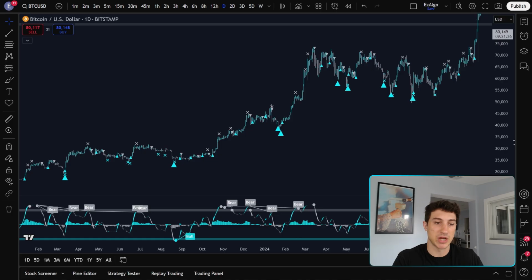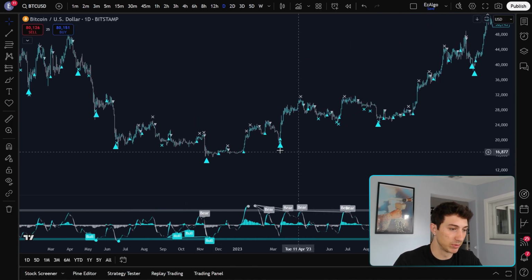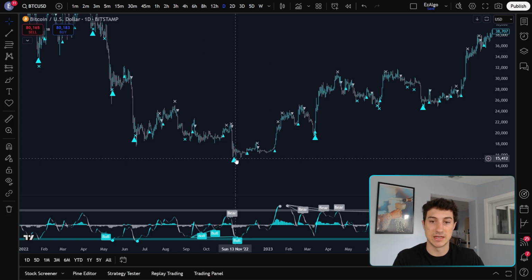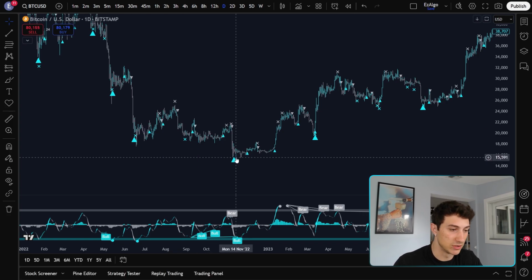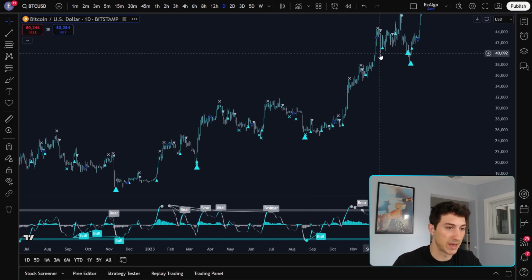You can see pretty much every single signal that we got during this entire bull run with these blue signals has pretty much caught the bottom. I mean, even going back to around 15K in November of 2022, catching the bottom with that bullish divergence, with that buy signal, price goes up, buy signal, price goes up, buy signal, price goes up.